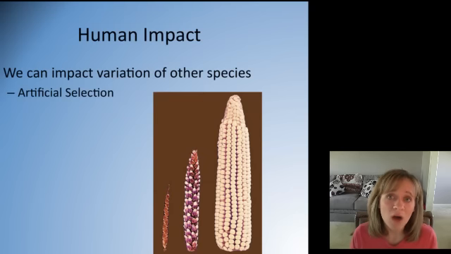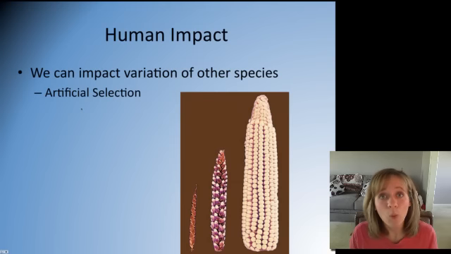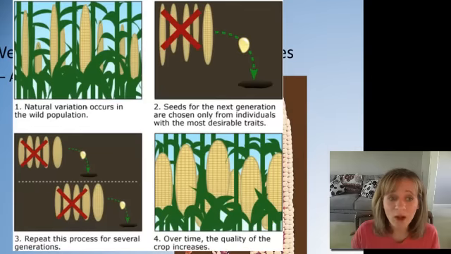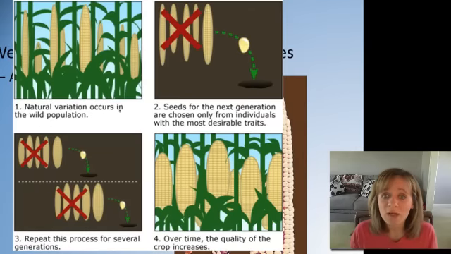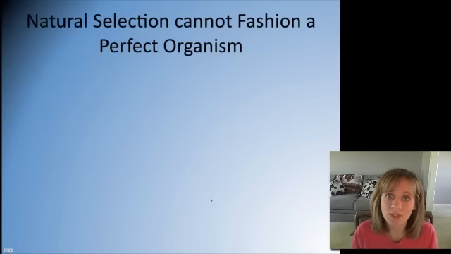And we also, humans, have an impact on evolution of populations and species. And this classic example is of artificial selection. When we decide what trait we want to keep going on in the population, we can do this with plants, and we also do this with animals, even with dogs. So an example of corn, we've taken wild corn, and variation obviously already exists. That's a key component. And we've decided to choose only the plumpest seeds to plant for the next generation. We repeat this process for several generations, and over time the quality of the crop increases.